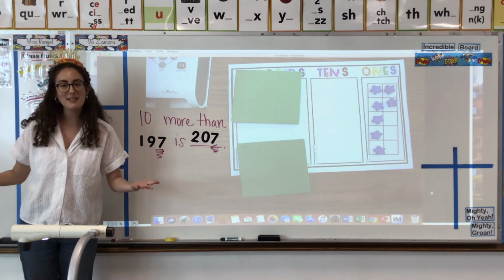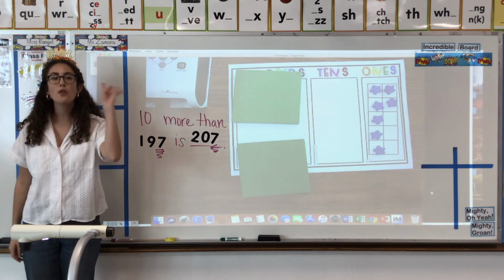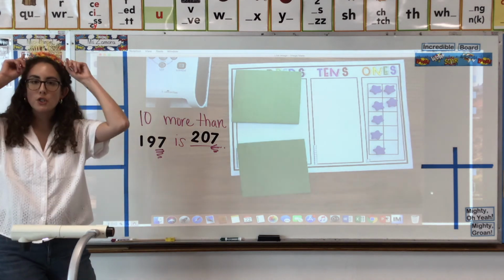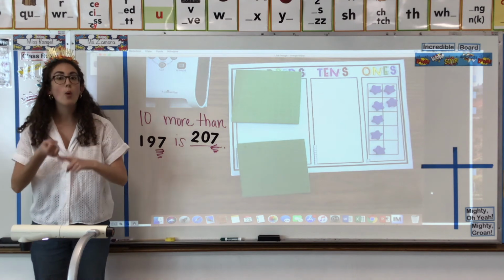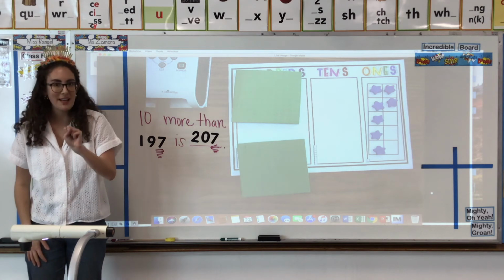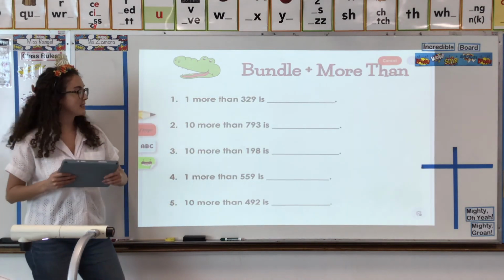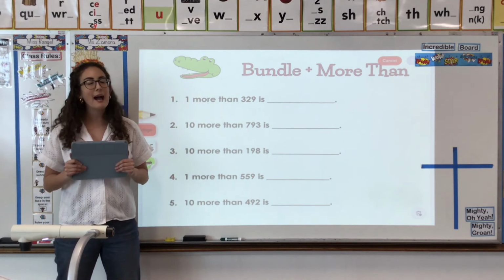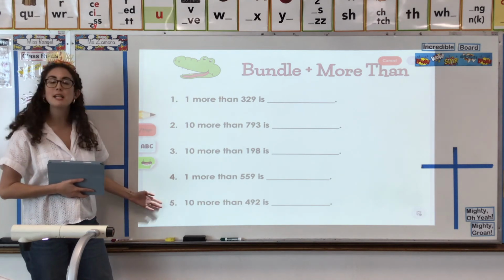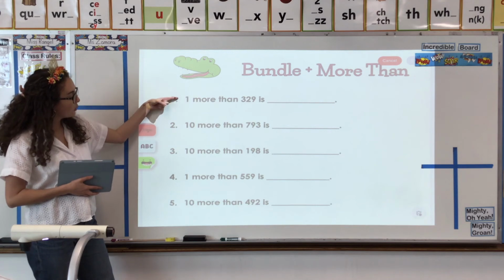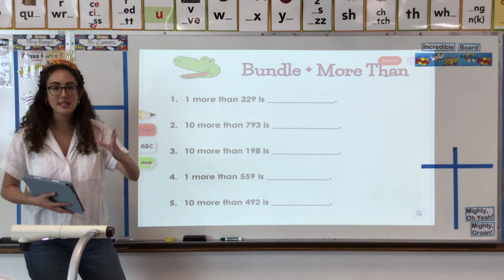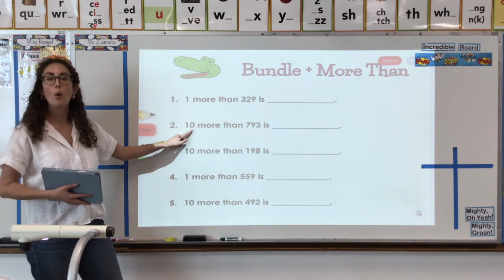Woo! Okay, awesome people. Thank you for working so hard on those 4 practice problems with me. Now, of course, it's going to be your turn to show me what you know of how to add 1 and 10 to a 3-digit number, but only bundle part of it. Okay, Super Scholars, here is your worksheet that you are going to fill out today to show me what you know. It looks very similar to yesterday's. There's 5 number sentences you need to complete, finding 1 or 10 more than each number.